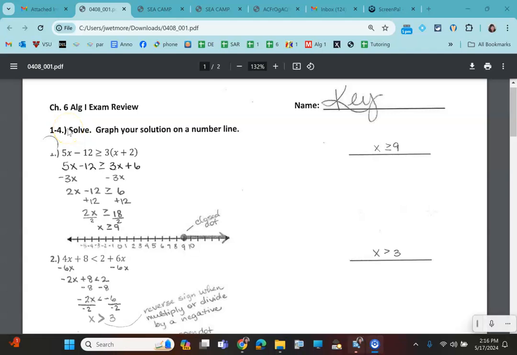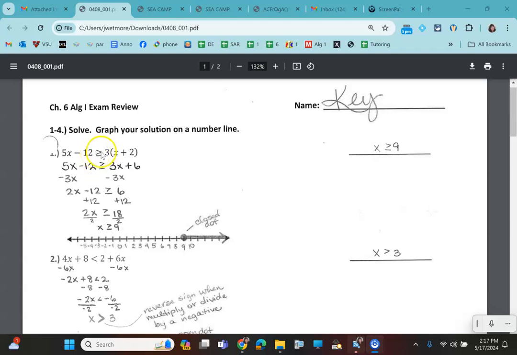Right, let's look at your Chapter 6 material for your exam. This is our inequalities. So remember we said that you're going to solve an inequality exactly as if this was an equal sign, unless you multiply or divide by a negative, and in that case you reverse the inequality sign.